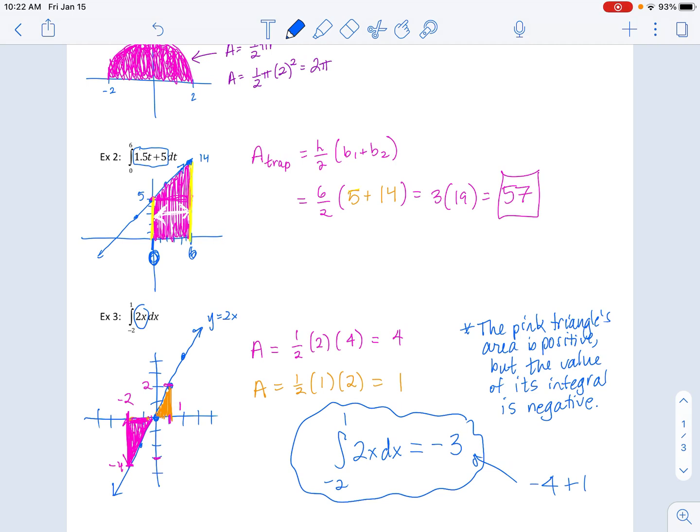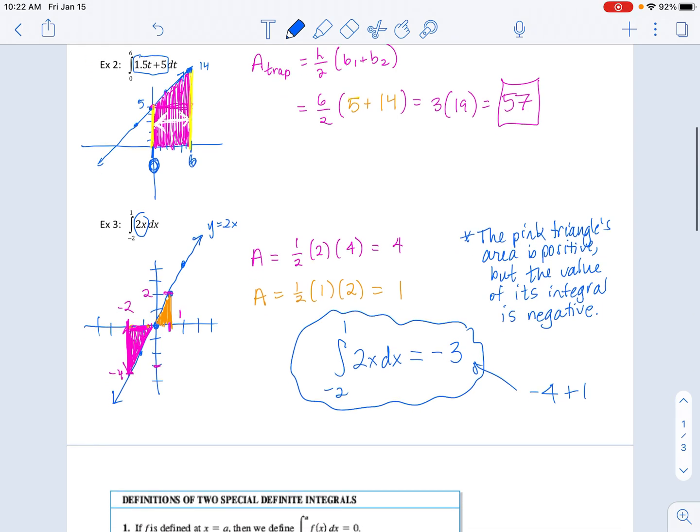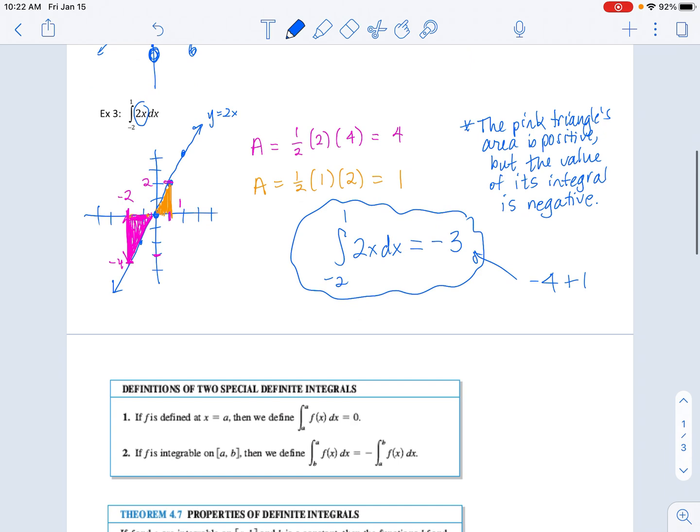So this is the idea of net area under the curve, meaning if we take what's above the x-axis as positive integration and what's below the x-axis as negative integration, the net of all that area is what we report as our answer. So that's why it's a -3.